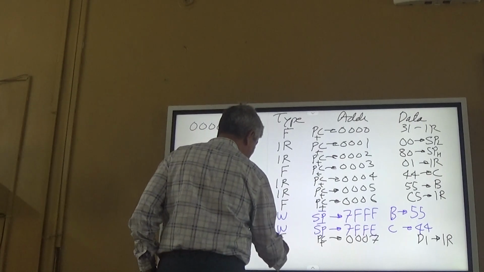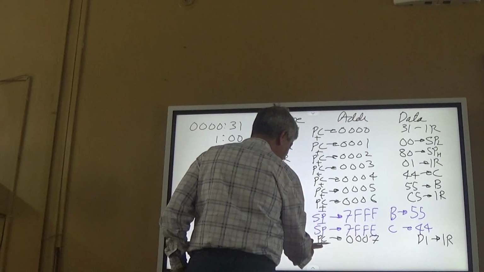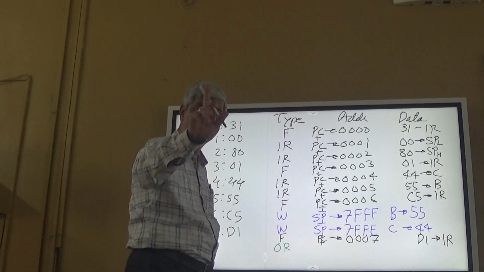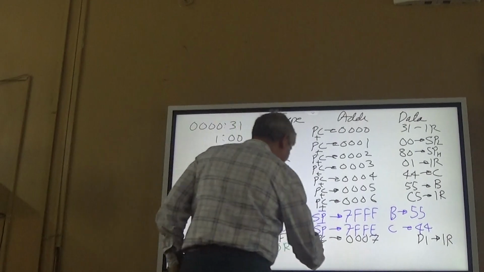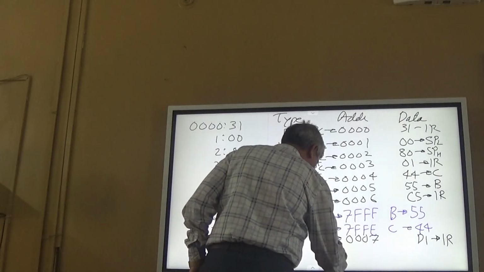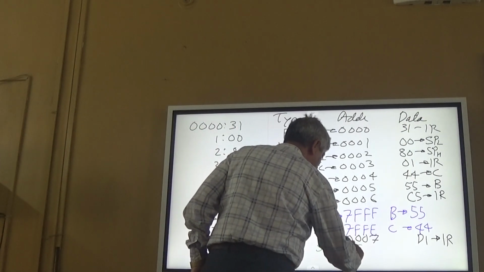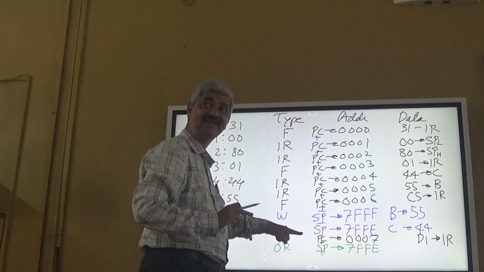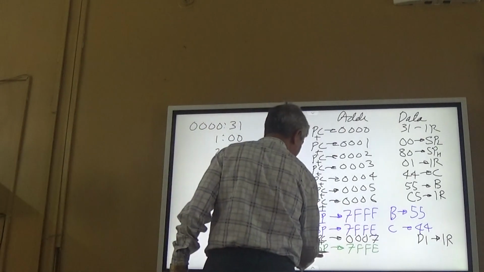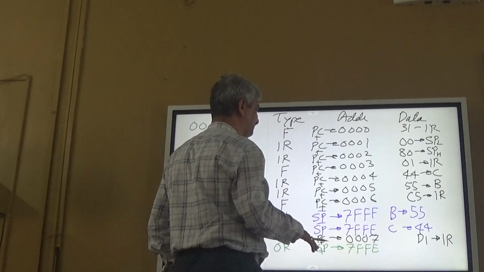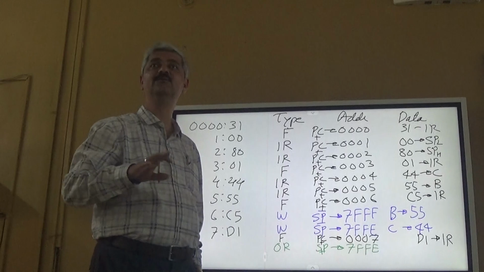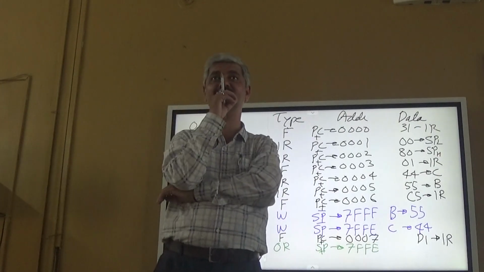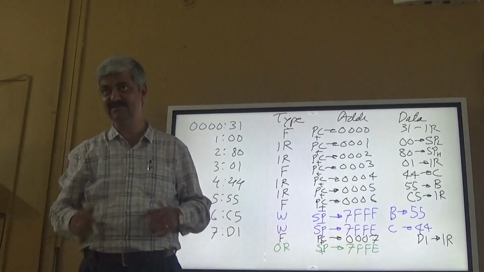Who will give the address? The stack pointer will give the address, not incremented, only the stack pointer right now. And the stack pointer will give the address which is 7FFE and then it is incremented, right? What is there at 7FFE? 44 may be there. Why am I using the word maybe?